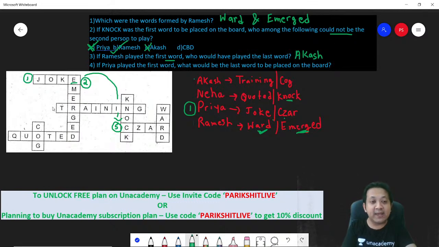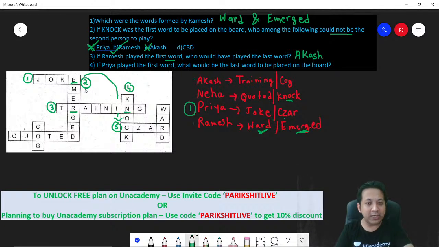Next, training has to be the third word, because it has to have one letter common with the previous word, meaning R is that letter. Next, the fourth word should only be knock. Remember why? Because of one letter common with the third word, and the letter common was N. And in that case, the fifth word can be Zar. So you've got the sequence.